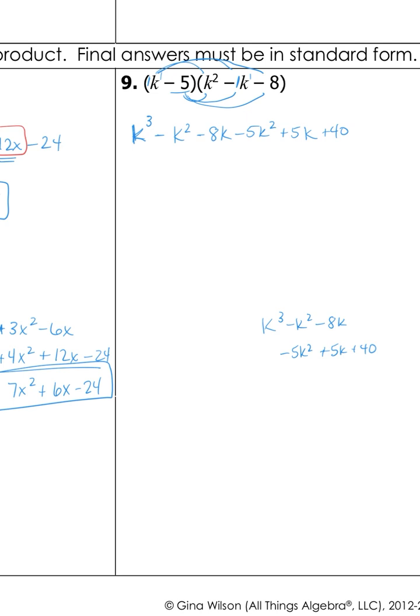All right. And then I'm going to look for my like terms. I have negative k squared and negative 5k squared. And negative 8k and positive 5k. And then positive 40. So my answer is going to be k to the third. Negative 1 and negative 5 is going to be negative 6k squared. And then negative 8 and positive 5 is going to give me negative 3k. And then plus 40.